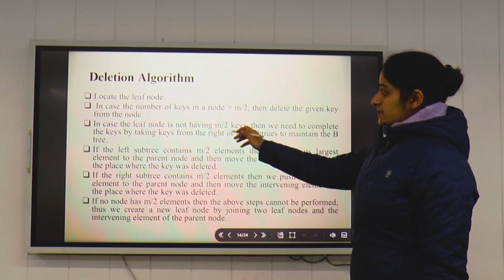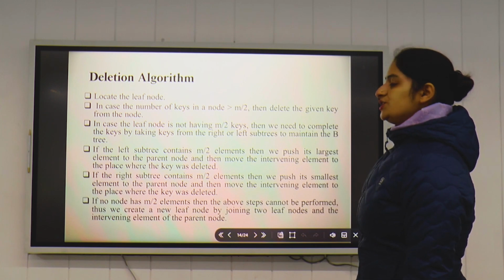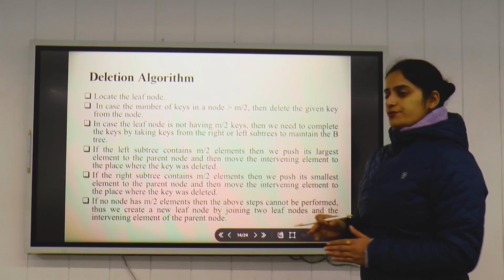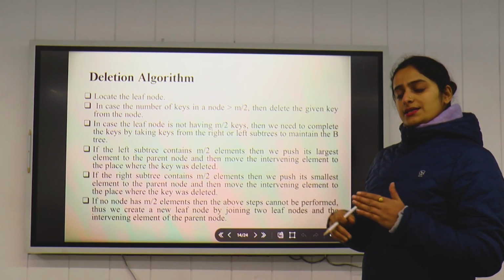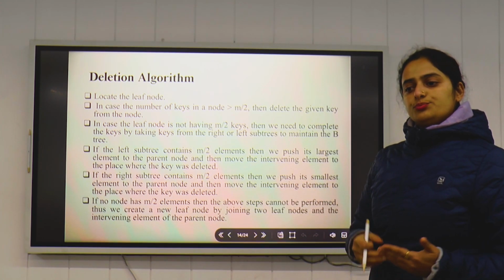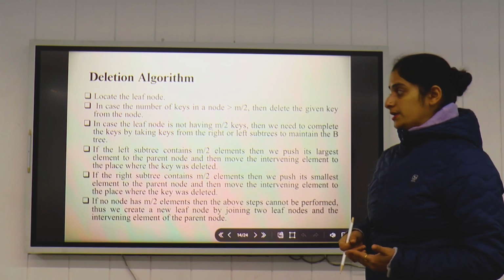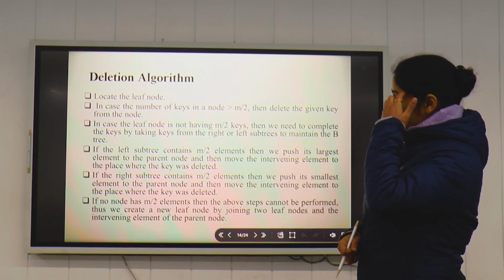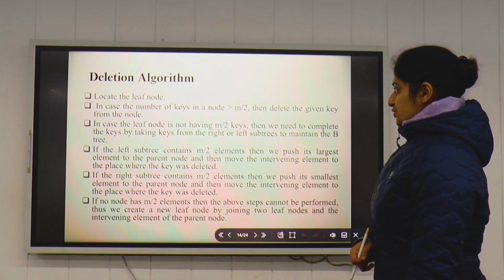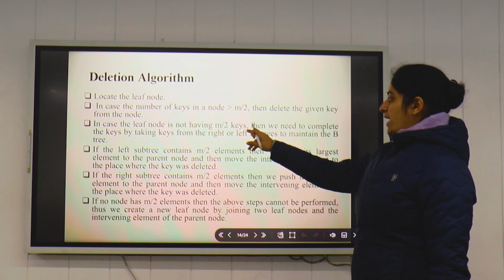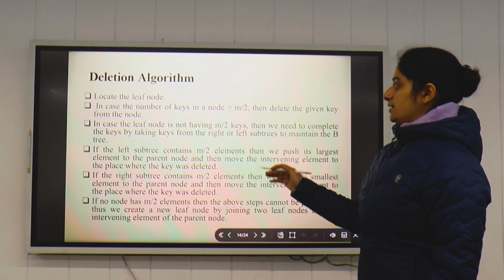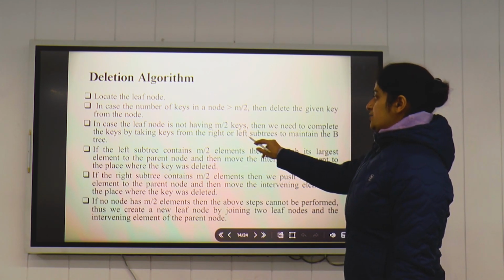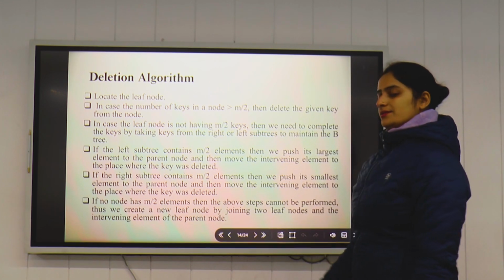Okay. In case the leaf node does not have m by 2 keys, what does it mean? If we have a lesser number of keys than the required number, then somehow we have to restore the proper balancing factor again. So how is the balancing made here? In case the leaf node does not have m by 2 keys, then we need to complete the keys by taking keys from the right or left subtree to maintain the B tree.